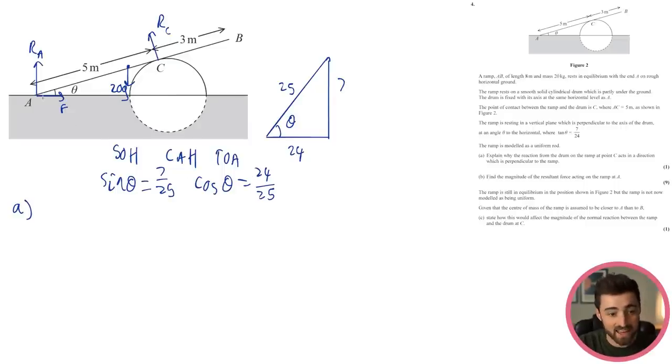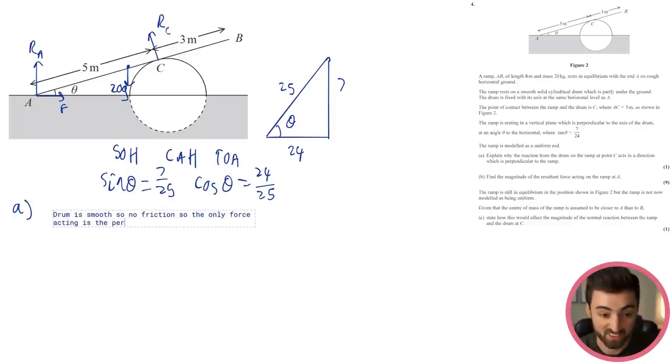Because if you think about it, at A, the resultant reaction, because there's a force going this way and this way, is going to be around here, right? Something like that would have happened at C if there were friction, but there's no friction. So the only force acting is this. That's how I'd answer this question. I would say, look, the drum is smooth, so no friction, so the only force acting is the perpendicular reaction force, essentially. More than enough to get that mark there, I reckon.